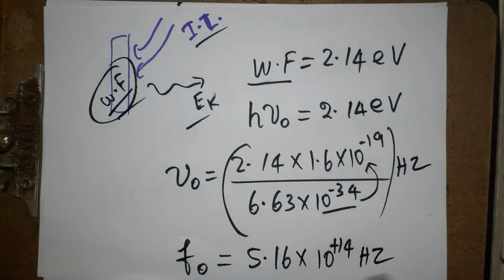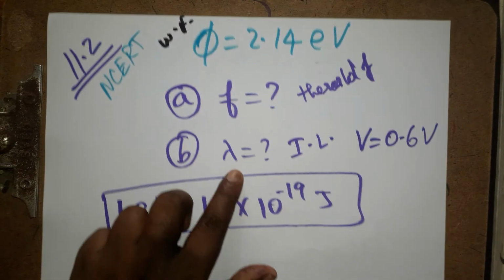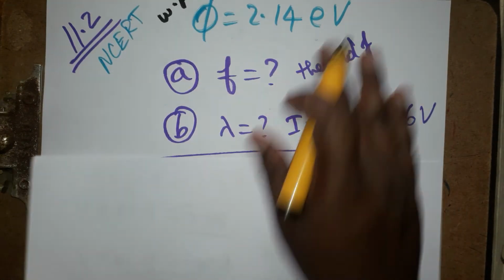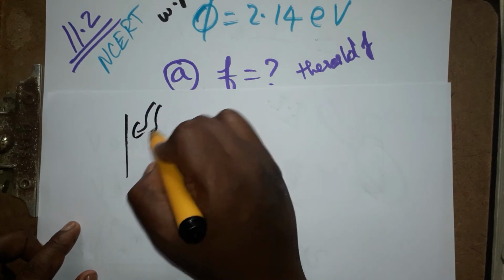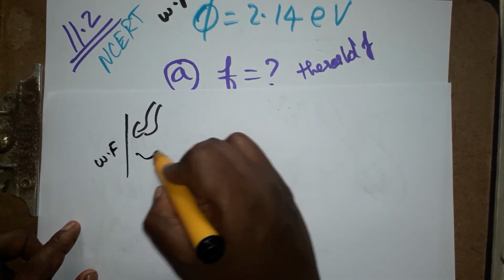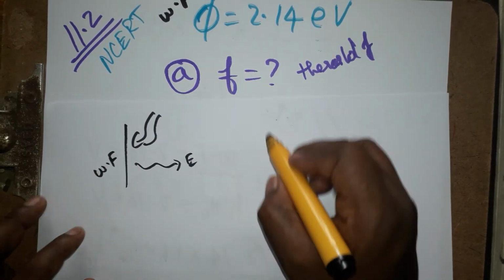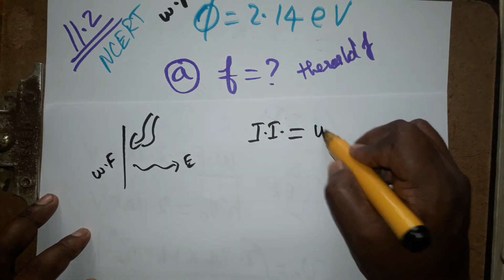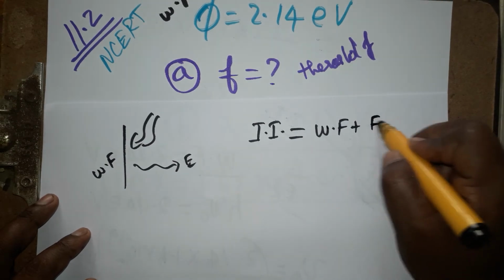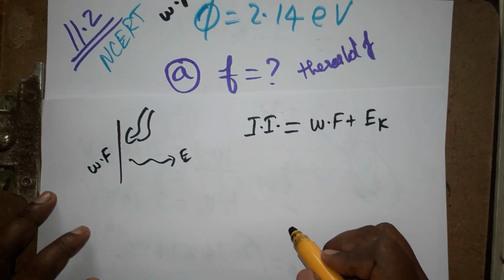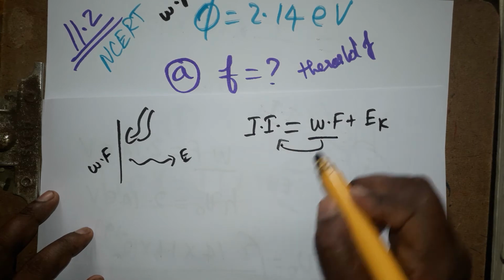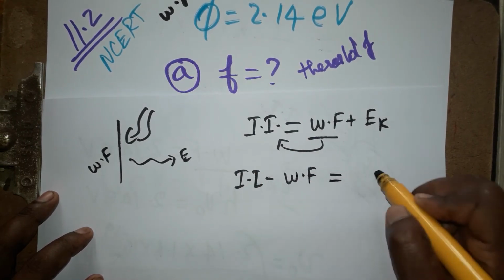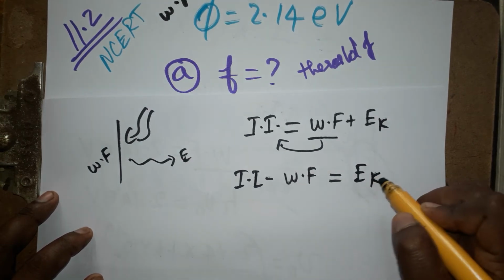Okay. The next question: see here, what is the incident light wavelength? Now you will understand the question properly. As I already said, there is incident light, work function and emission of the electron. The total energy is coming from the incident light. It is going to divide into two things, the work function plus the kinetic energy of the electron. So incident light energy minus work function is equal to EK. EK means kinetic energy of the electron.